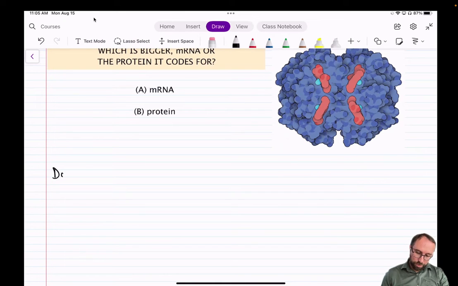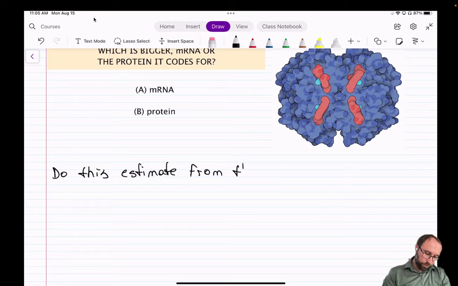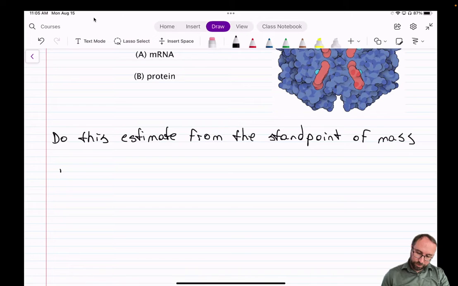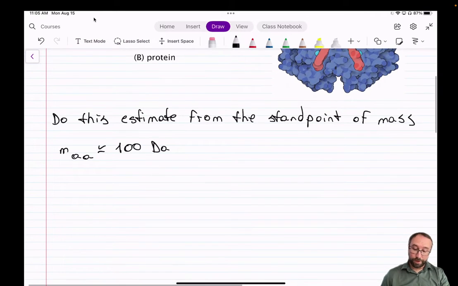So do this estimate from the standpoint of mass. What do I mean by this? Well, remember that the mass of an amino acid is on the order of 100 daltons. And remember, 1 dalton is the weight of 1 mole of hydrogen.